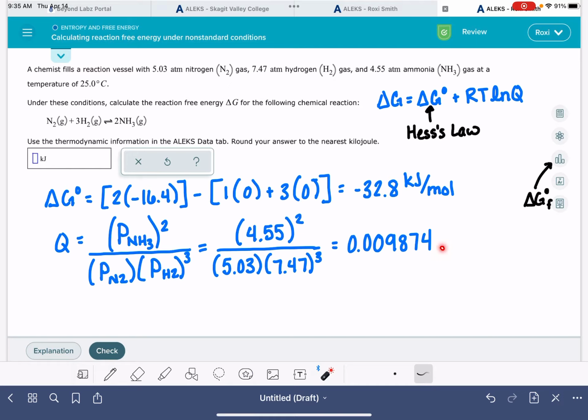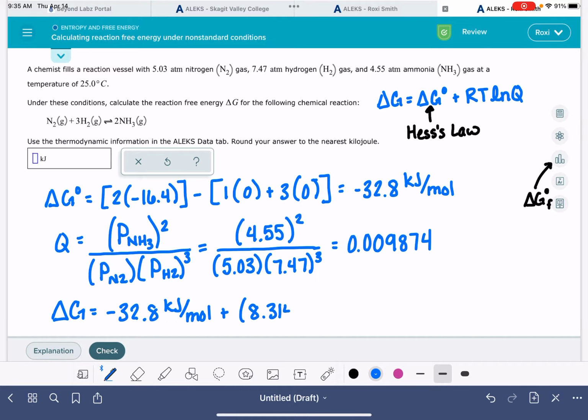Now the value of Q is a unitless number. So leaving the units off of here was totally legit. We have no units over here. So now we've got this number calculated and we're ready to plug everything in to get the value of the non-standard delta G. Remember, I told you this is a pretty tedious problem. So I'm plugging in now at this point. Delta G, I calculated that to be negative 32.8 kilojoules per mole. And the value of R that we want to use for this problem is 8.3145 joules per mole Kelvin.